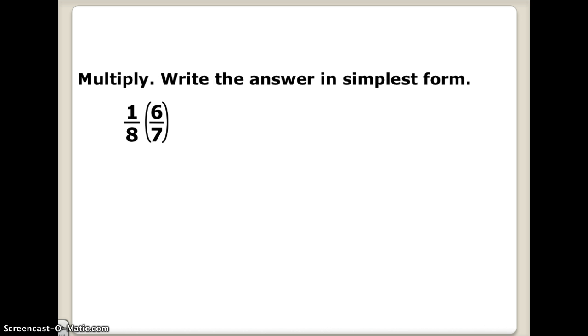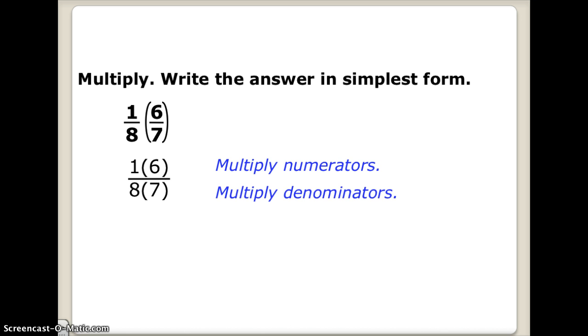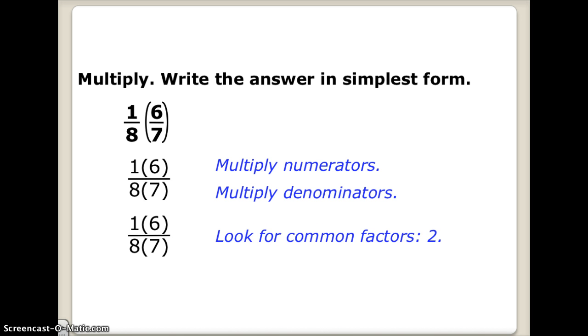Multiply again. 1/8 times 6/7. Pretty straightforward, you multiply straight across. We could do that and get 6 over 56. What we can also look for is if they have common factors. So in the numerator, we have a 6, and in the denominator, we have an 8. Both of those numbers can be divided by 2.